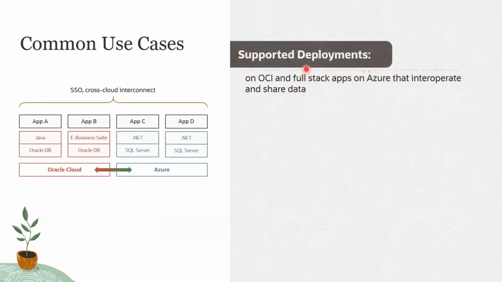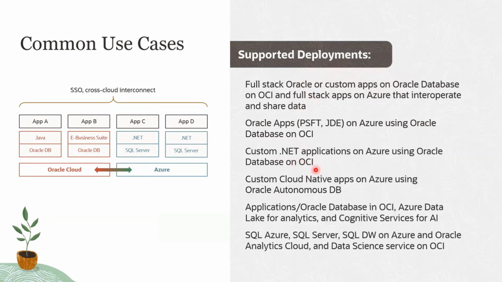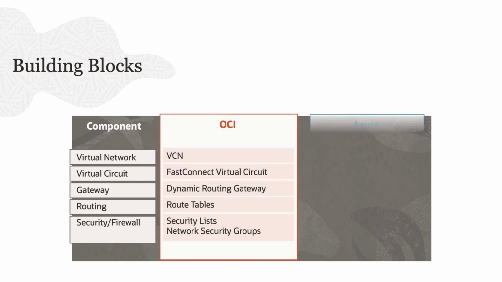On the right, you can see some of the supported deployment options. For example, resources in the virtual network can run a .NET application and that can access an Oracle database that runs on the database service resources in the VCN. Similarly, you can also have custom cloud native applications running on Azure using Oracle Autonomous Database on the OCI side. Now let's talk about the building blocks of OCI Azure Interconnect.